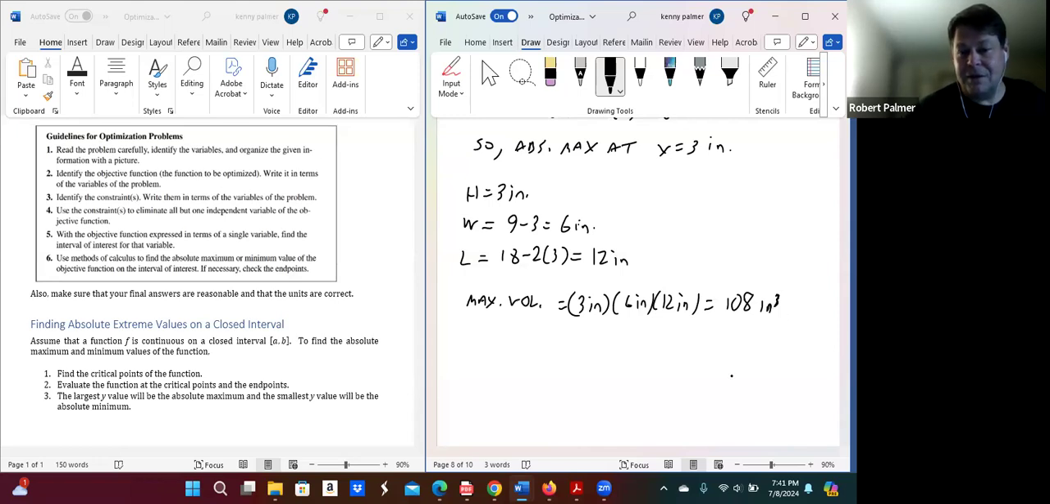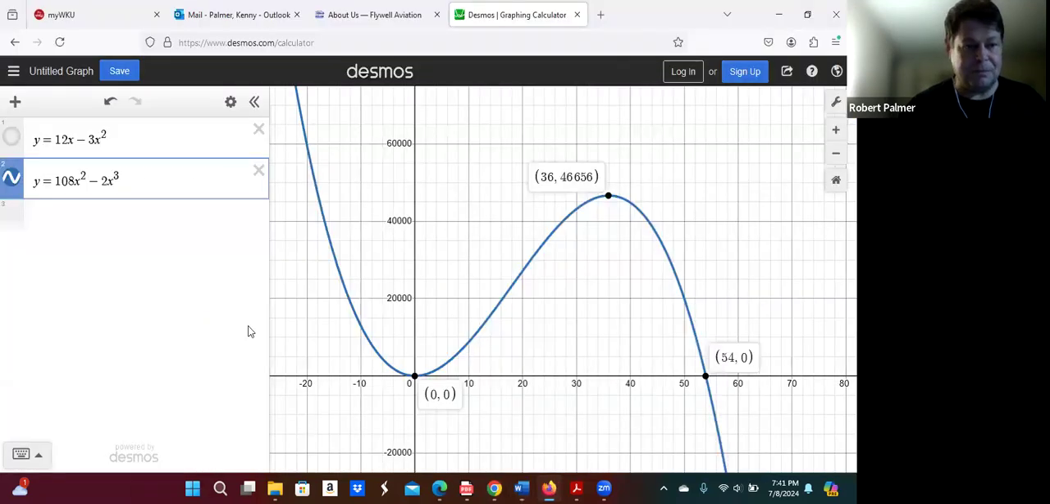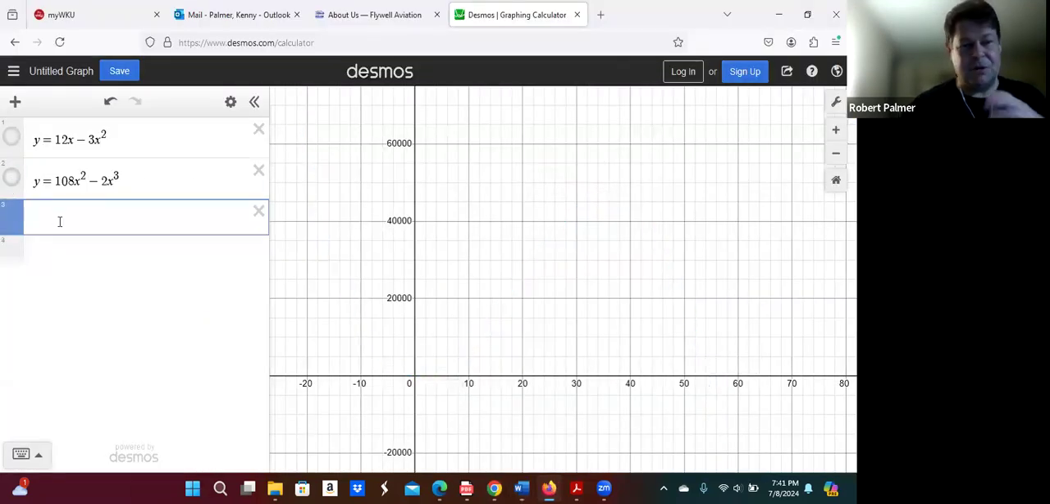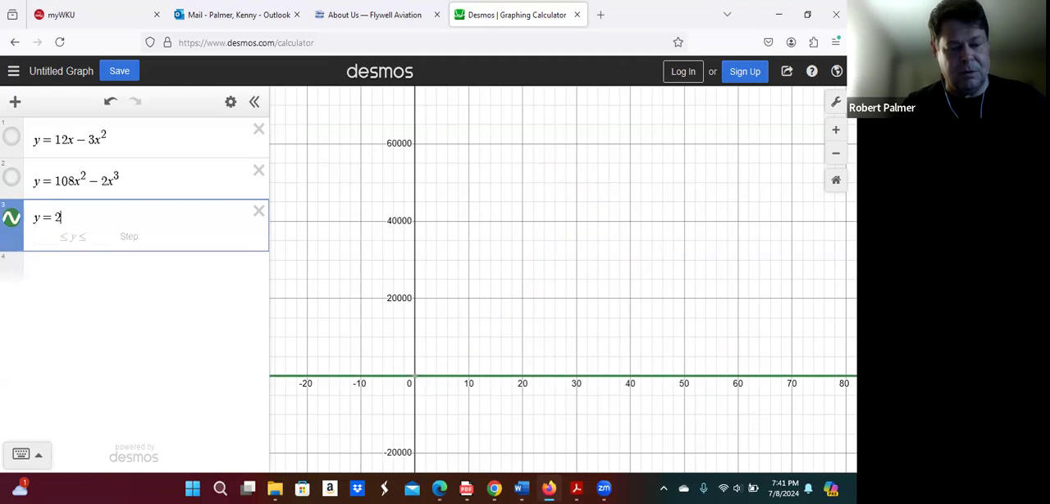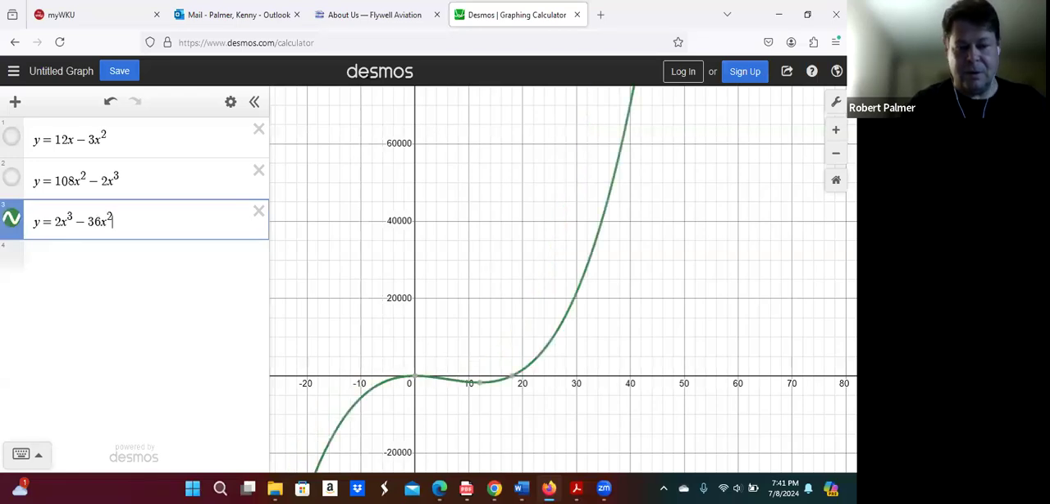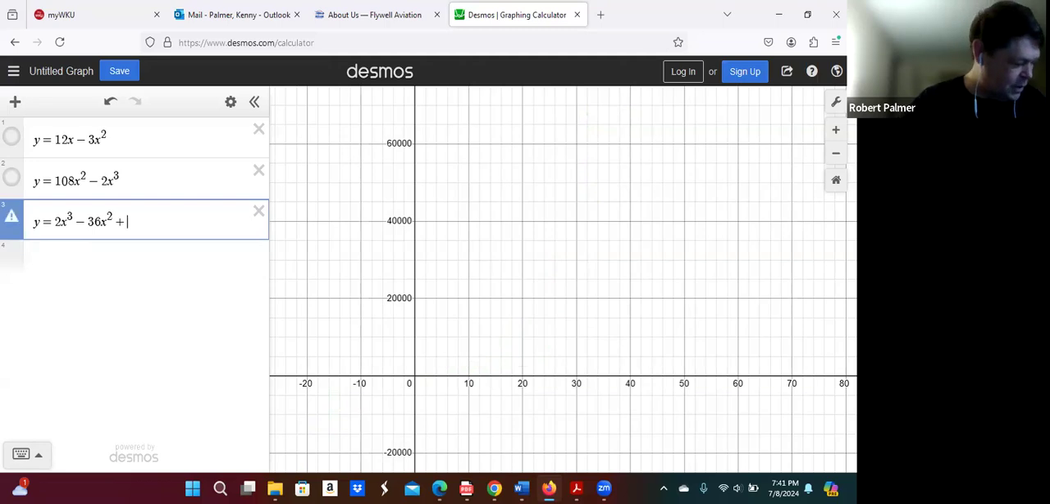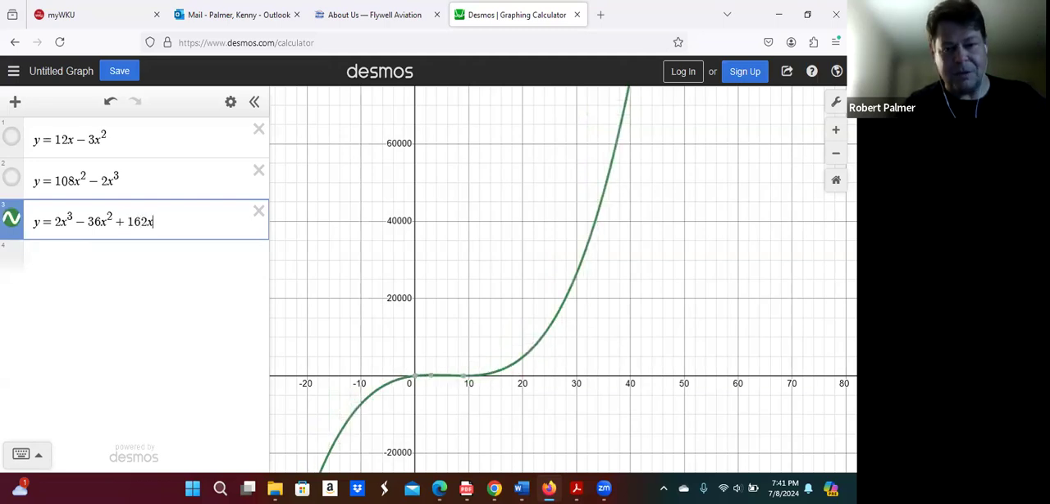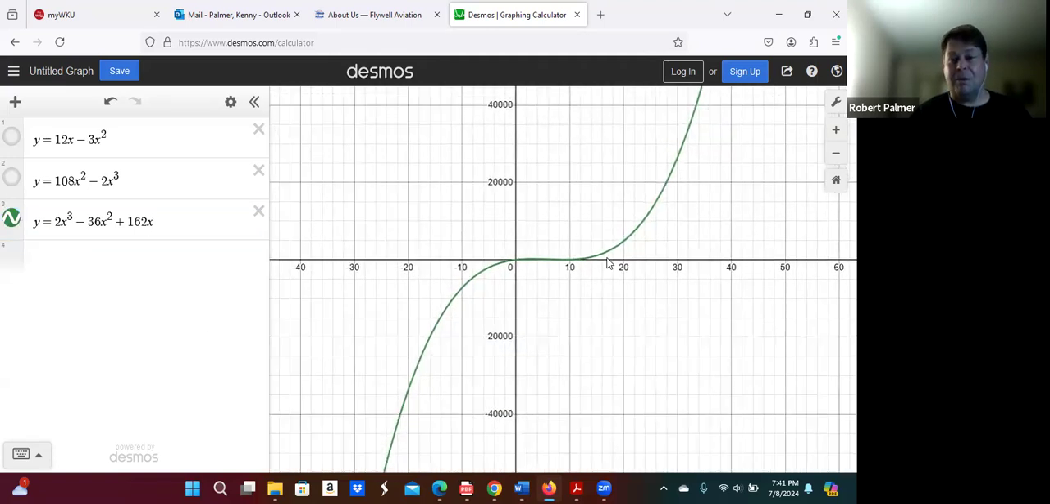Last thing, let's check this with Desmos, to make sure we get the same thing. Turn this one off. We'll also have to change our scale. Let's just go ahead and graph it first. So y equals 2x cubed minus 36x squared plus 162x.